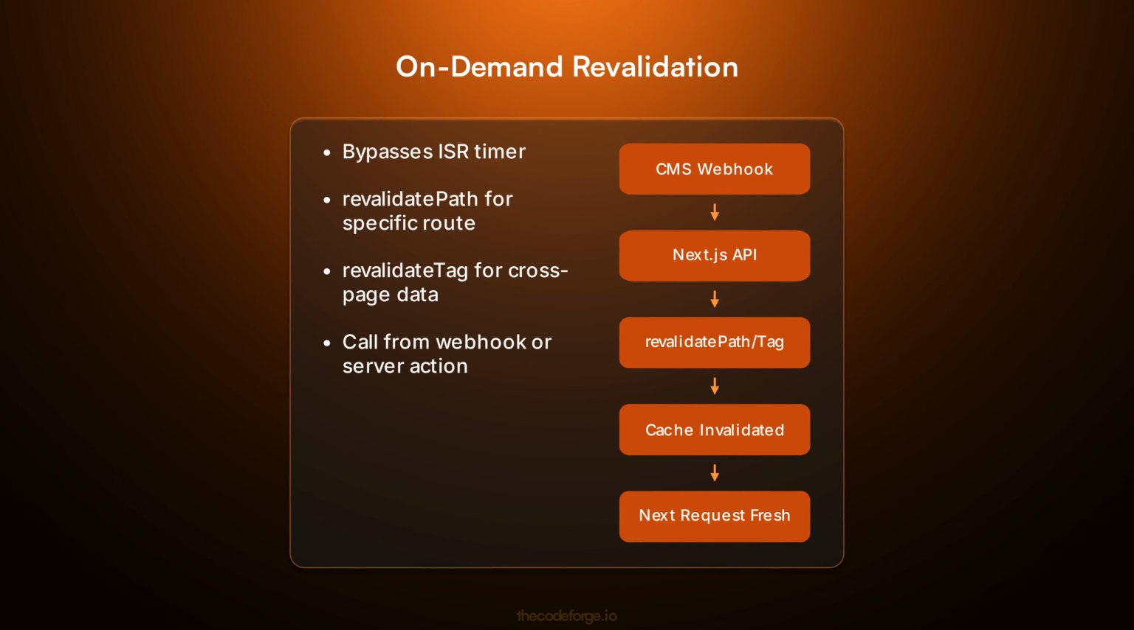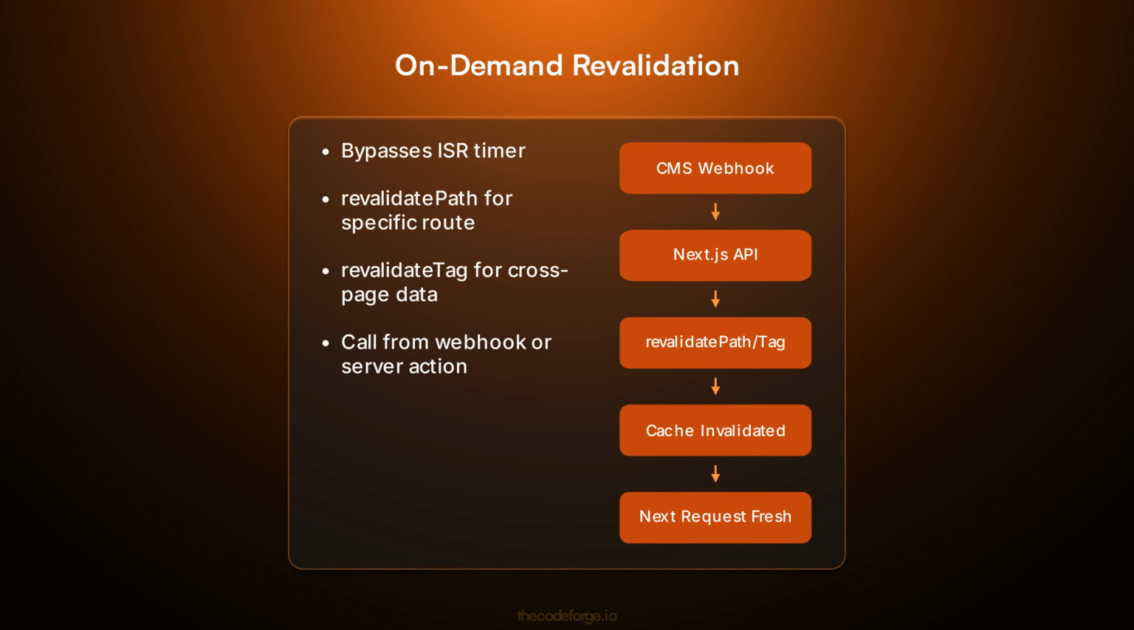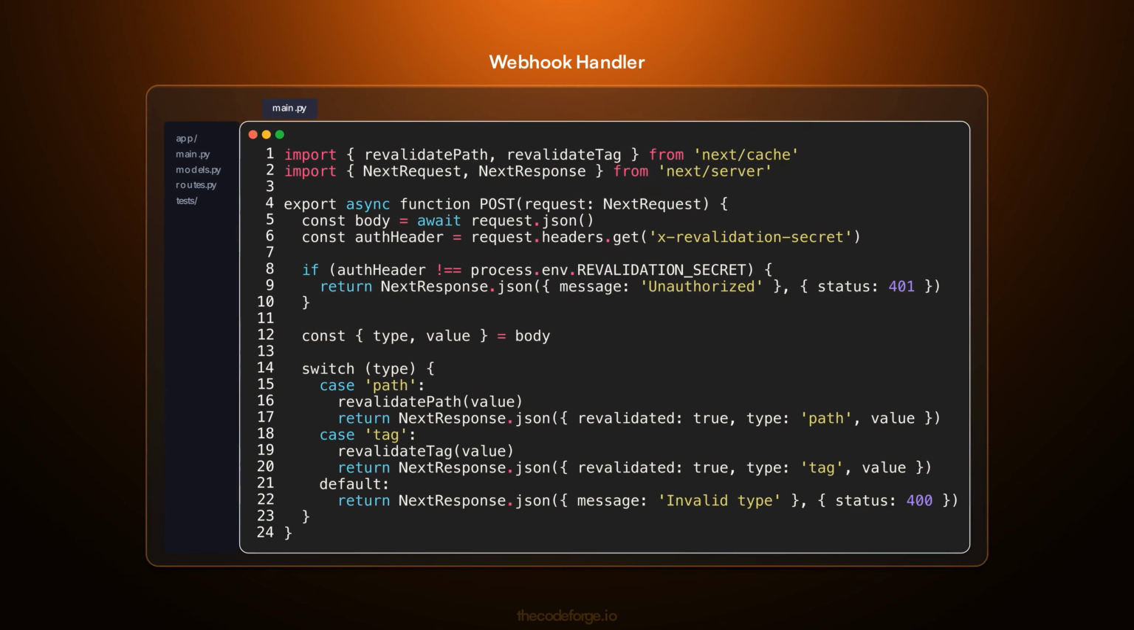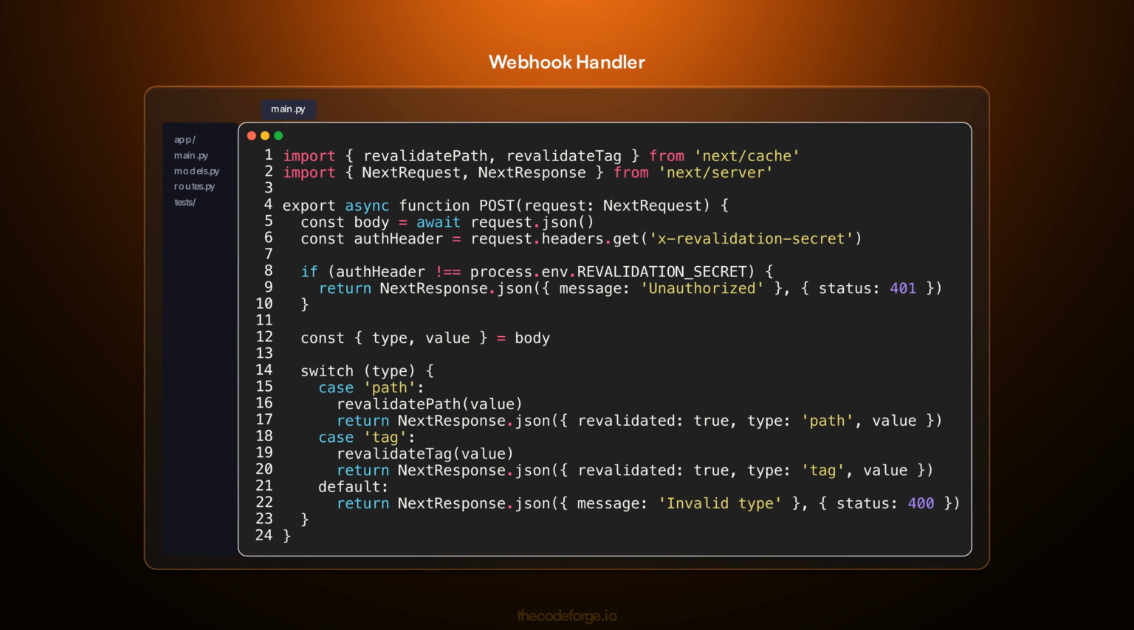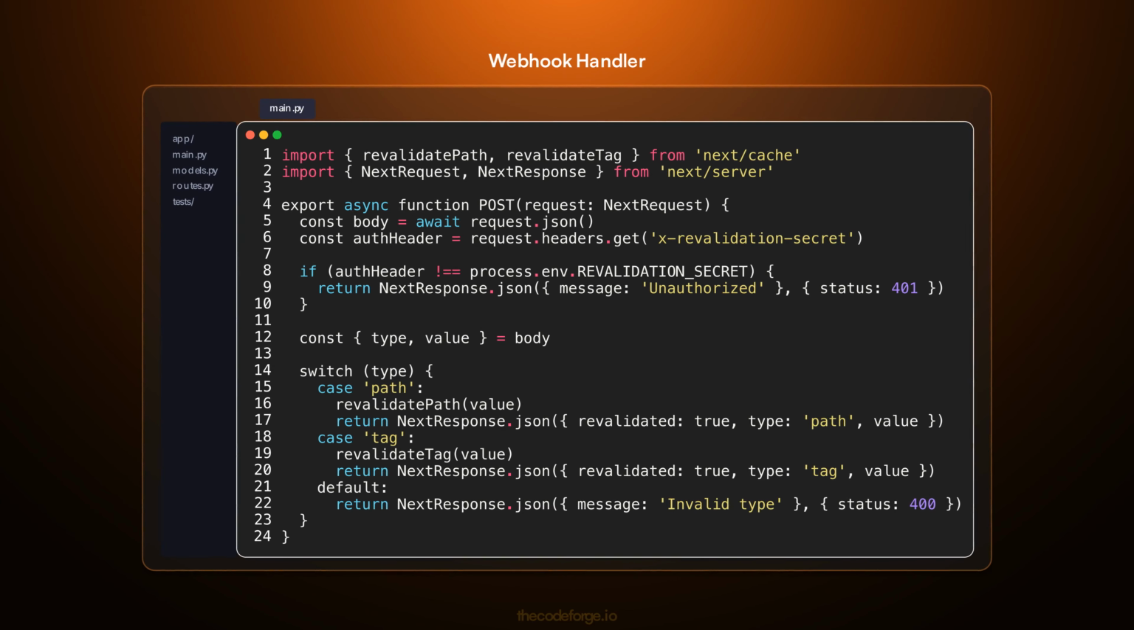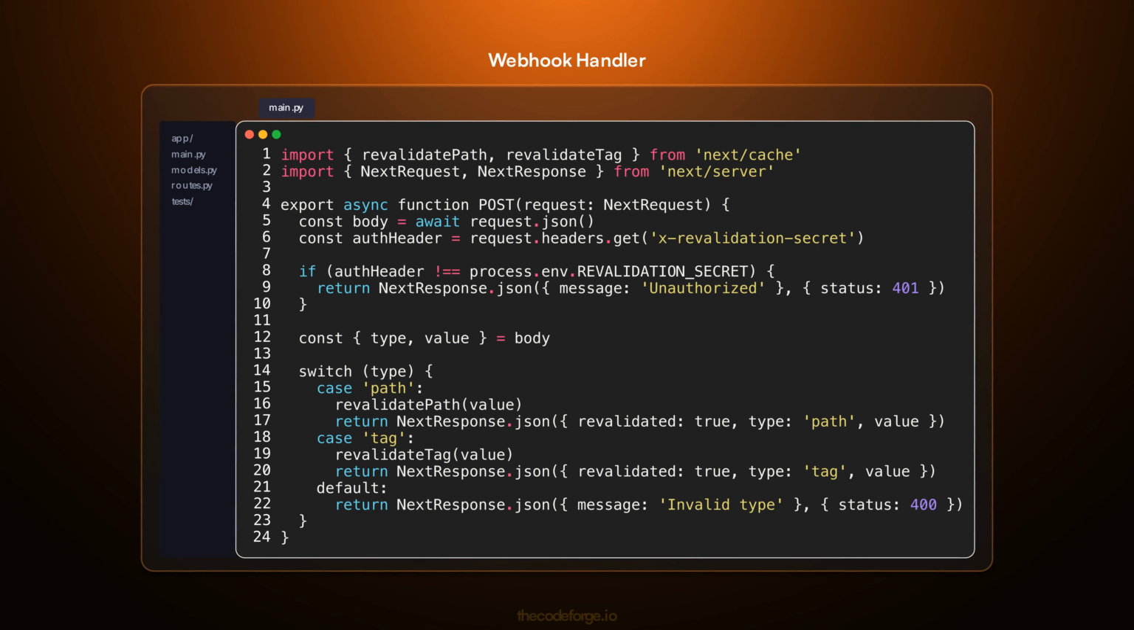On-demand revalidation eliminates the stale window. When your CMS updates data, it calls a webhook that triggers revalidatePath or revalidateTag. This immediately marks the cache as stale, so the next request gets fresh data. This webhook handler accepts a secret and a type, path, or tag. It calls revalidatePath or revalidateTag to invalidate the cache. Use this endpoint from your CMS to trigger instant revalidation.